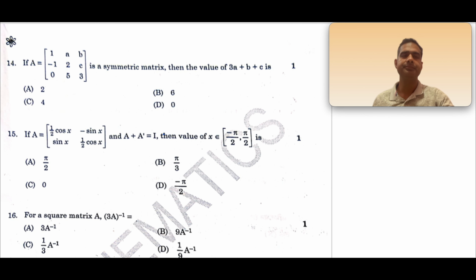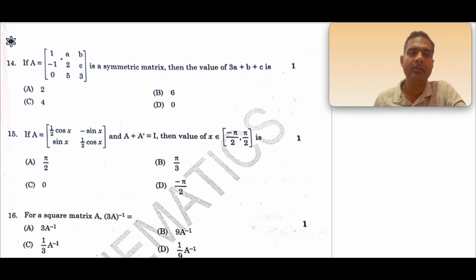Question number 14. If A is a 3 cross 3 matrix, is a symmetric matrix, then the value of 3A plus B plus C is asked. So symmetric matrix means its rows and columns should be same. So A should be equal to A transpose. So the matrix should be symmetric, or it should look same along the diagonal.